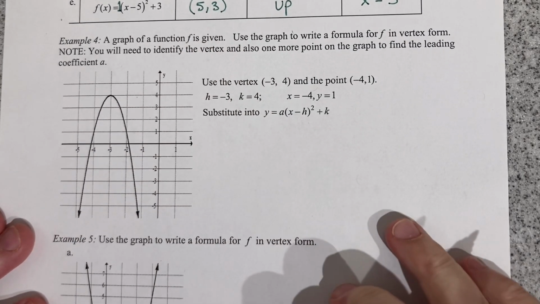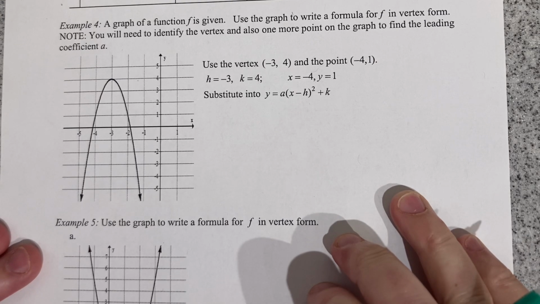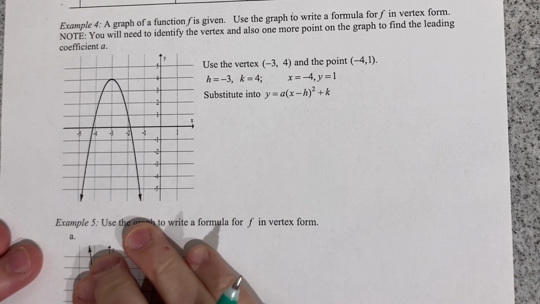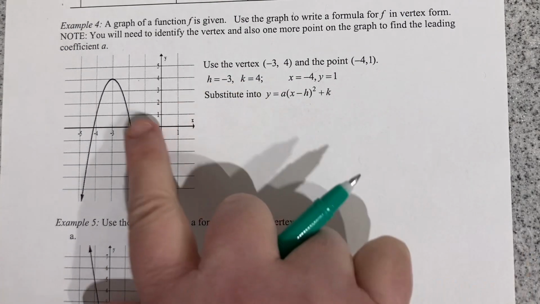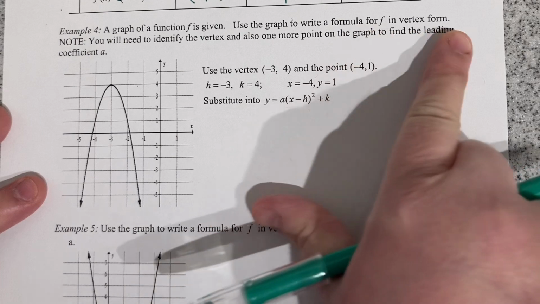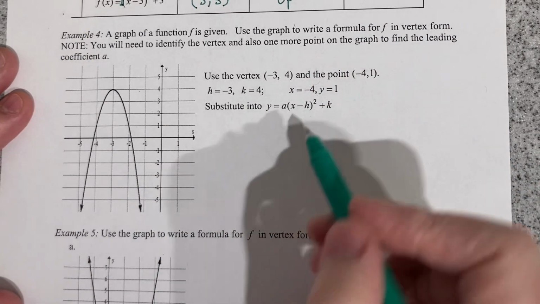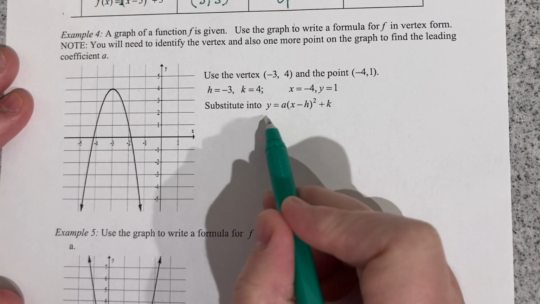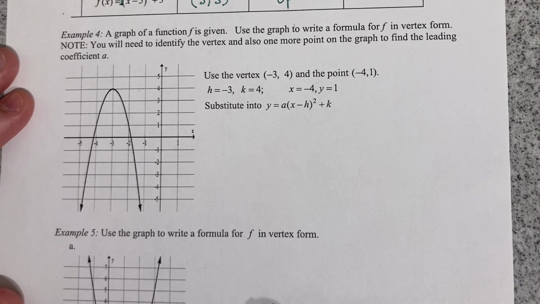Let's try putting this together in a graph. These are actually opposite, where they're going to give us a graph and we need to find the equation. So the graph is given. We're going to find the formula for the graph in vertex form. So vertex form, they write it right here: y equals a times x minus h squared plus k.